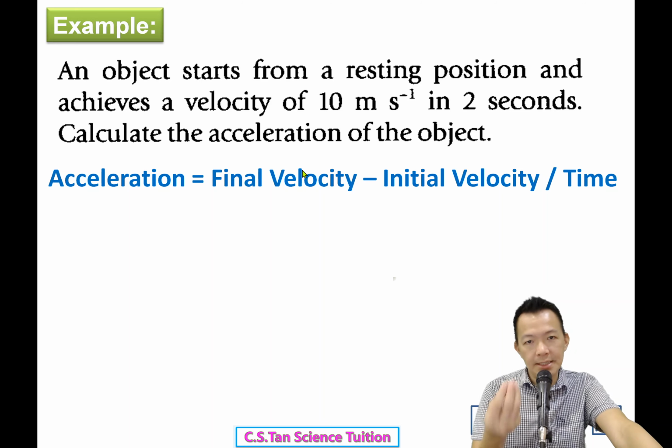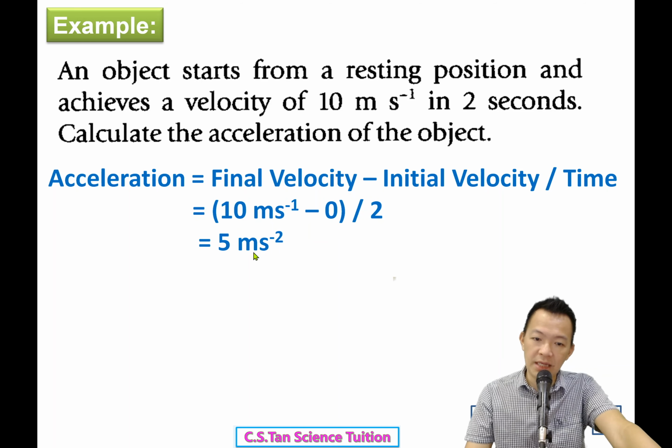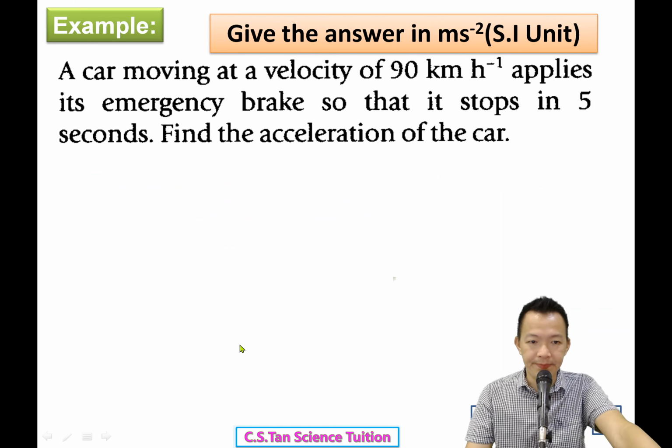Okay, so acceleration equals final velocity minus initial velocity over the time. The final is 10. Initial is resting, meaning 0啦，就等于0 Okay, over the time 2 seconds. So after calculation, 5 meter per second squared, 1秒它加速5 meter per second. Okay, second example. A car moving at a velocity of 90 km per hour, 90 km per hour is quite normal 啦，普通 applies its emergency brake so that it stops in 5 seconds.